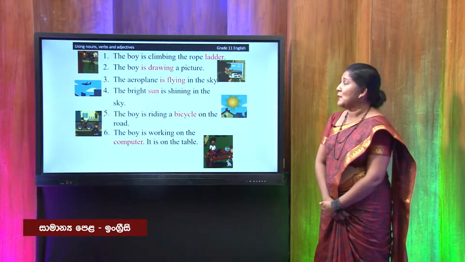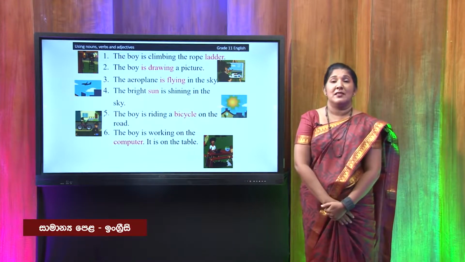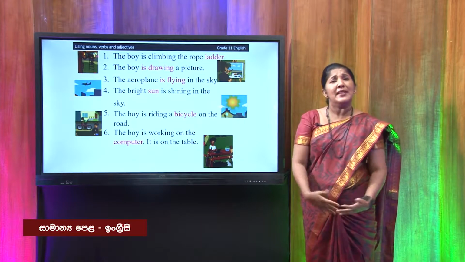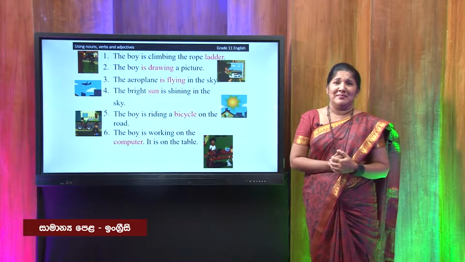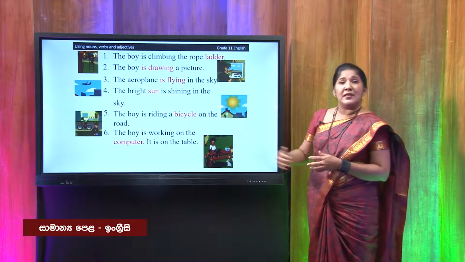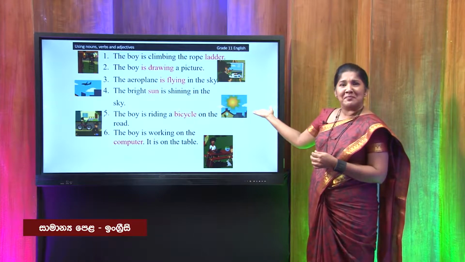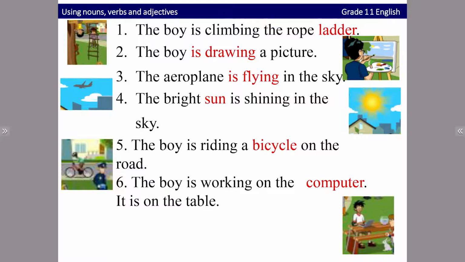Right, the third one, the aeroplane, I said that you all know the answer. What does an aeroplane do in the sky? It's flying in the sky. Okay, right. And then the bright what? The bright sun. It is a noun. Is shining in the sky. And then the boy is riding, it's very clear, a bicycle on the road.